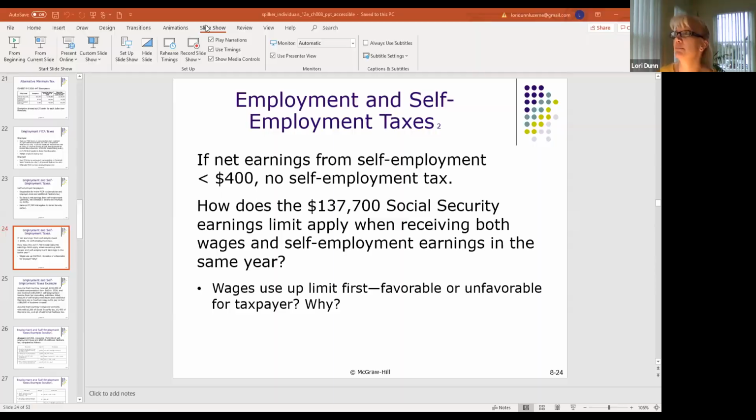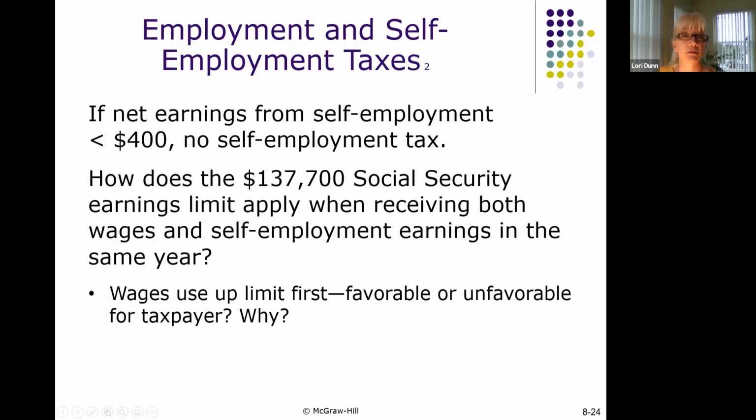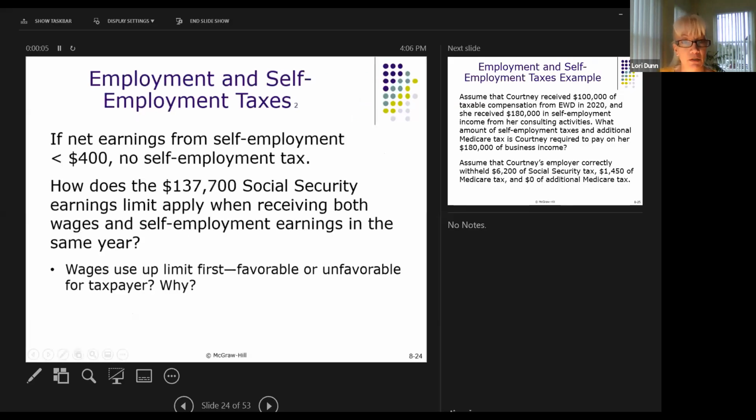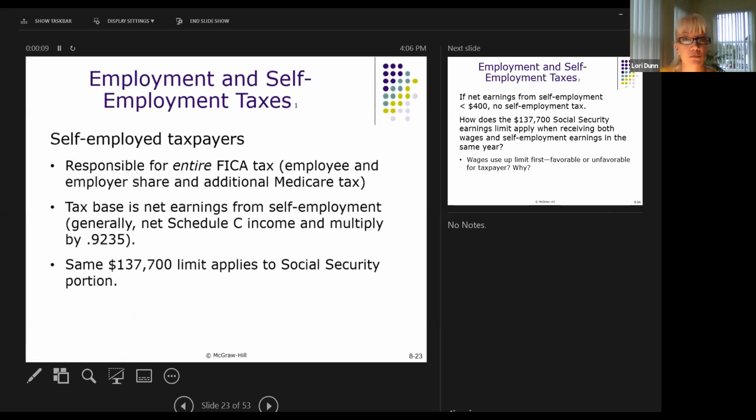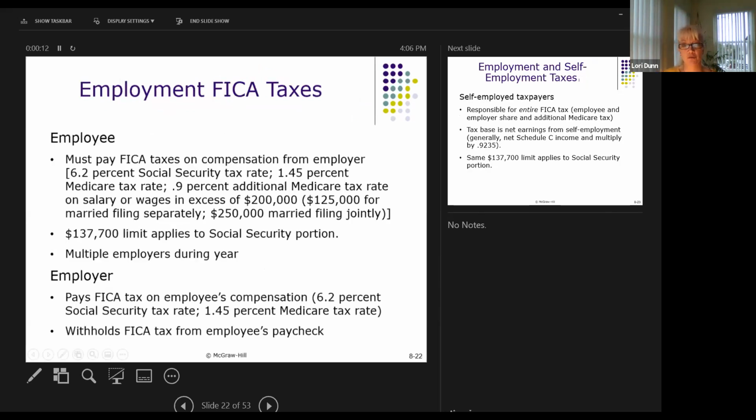Okay, so let me run back over to my PowerPoint. Okay. So that is what they mean right here where it says multiple employers during the year. Doesn't always happen, but if your gross pay from all your jobs during the year is more than that threshold of 137,700, you probably paid in too much for Social Security that year.